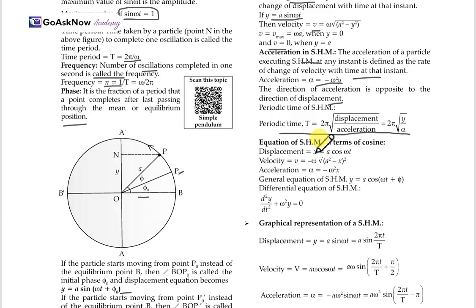Now, the equation of SHM in terms of cosine. Displacement x = A cos ωt, velocity v = −ω√(A² − x²), and acceleration α = −ω²x. So the general equation of SHM will be y = A cos(ωt + φ). And the differential equation of SHM will be like this: d²y/dt² + ω²y = 0. So these are the equations.